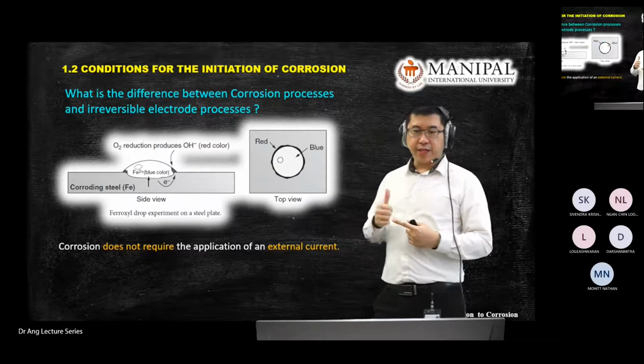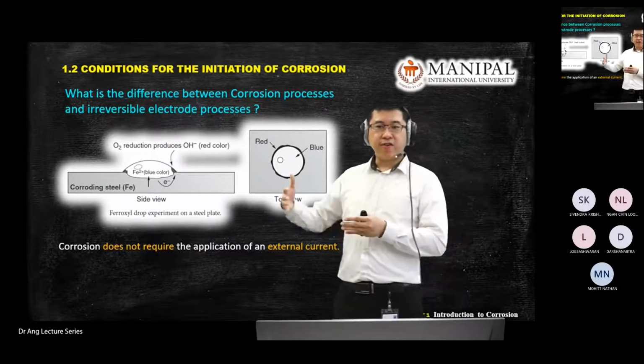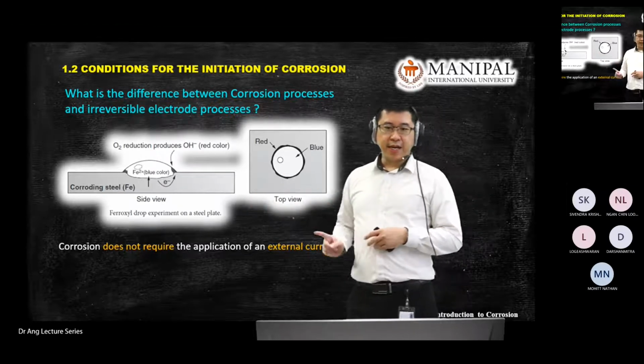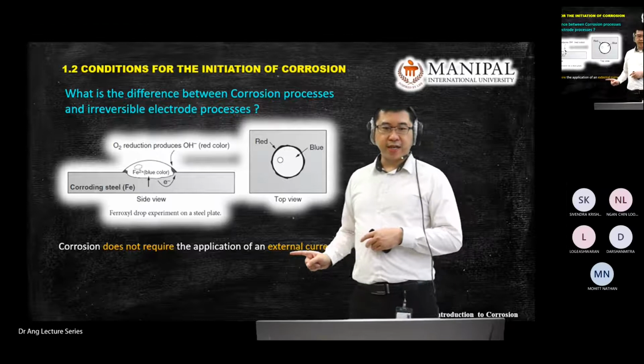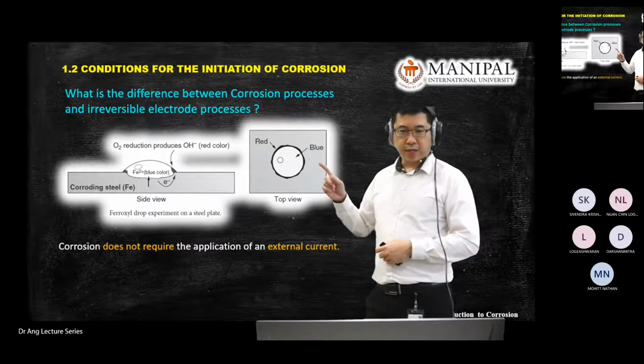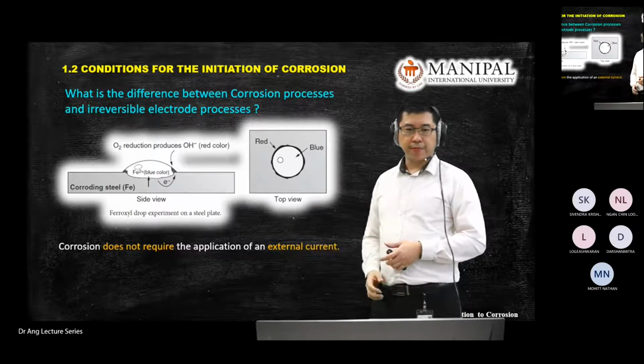The materials involved are metal and alloy. And what is the end result of corrosion? It is a destruction process that does not require external current. Okay, so this is some general picture about corrosion.